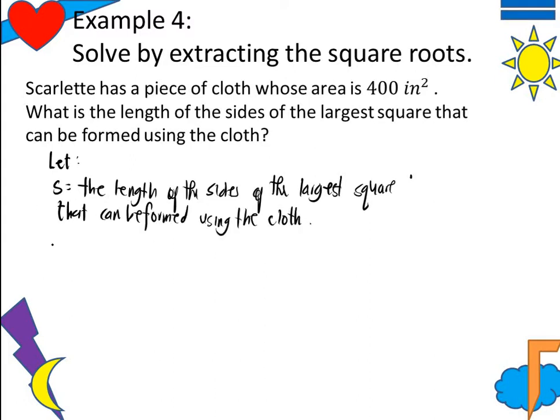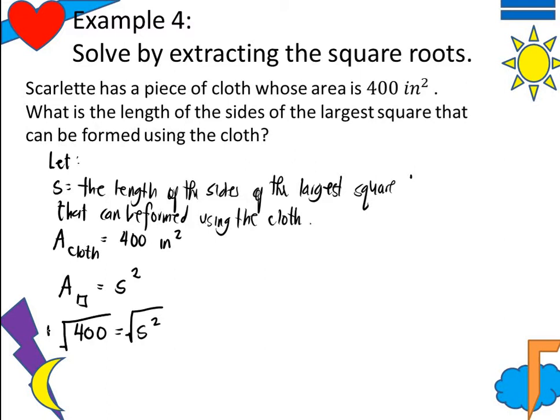Next, we have the given that the area of the cloth is equal to 400 inches square. Now, the area of a square is equal to S squared, where A stands for area and S stands for the sides or the length of the sides. Now, substitute natin yung given, we have here 400 is equal to S squared. And to find the length of the sides of the largest square that can be formed using the cloth, we're going to use the square root property. So apply square root on both sides of the equation.